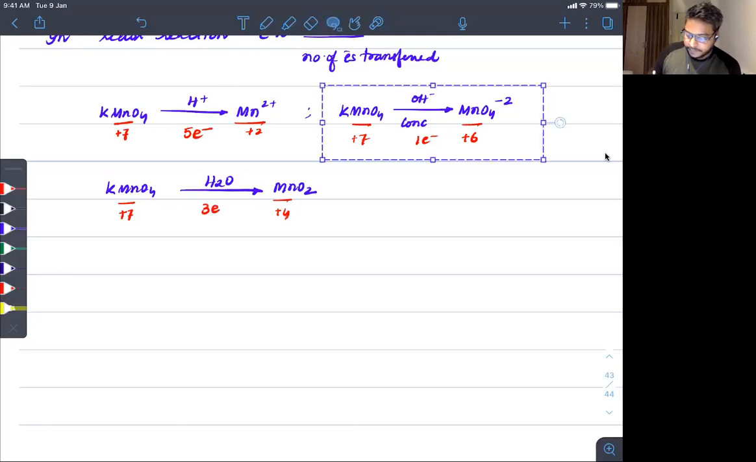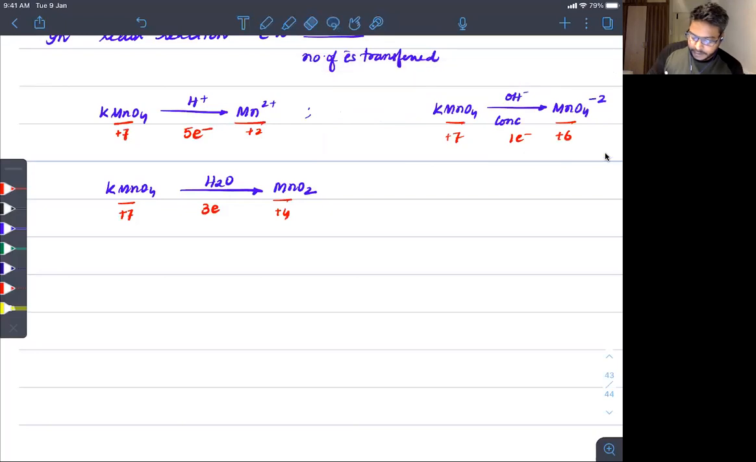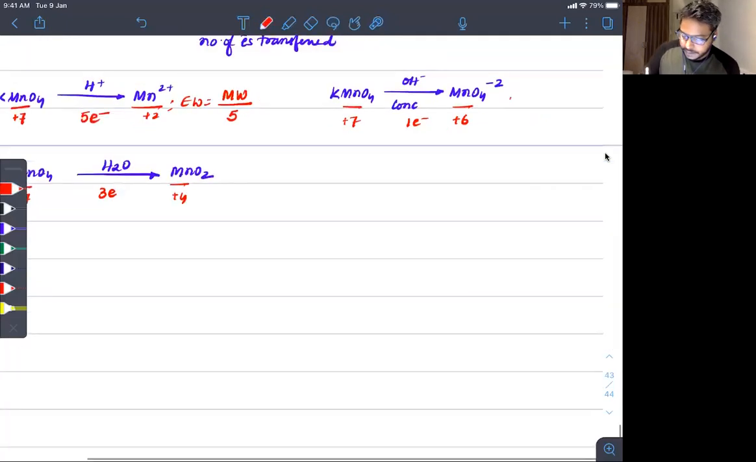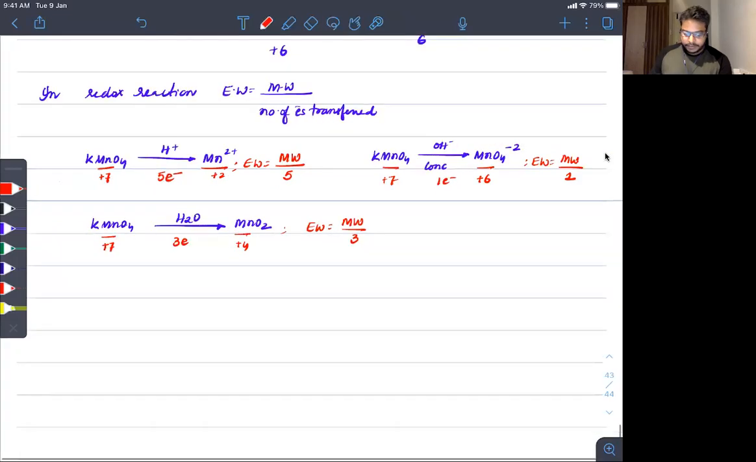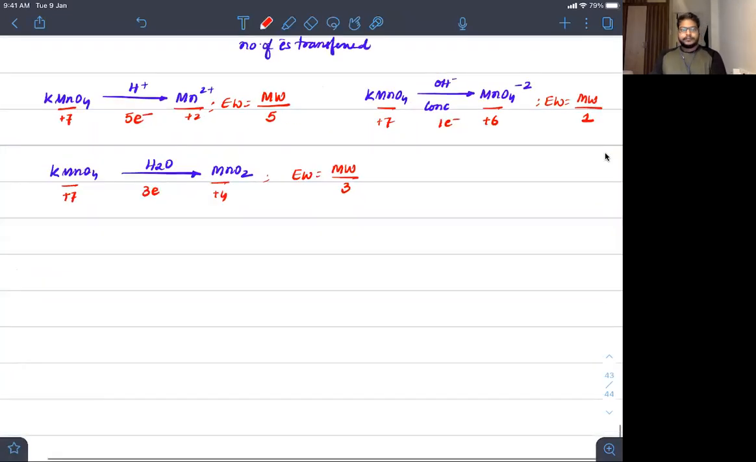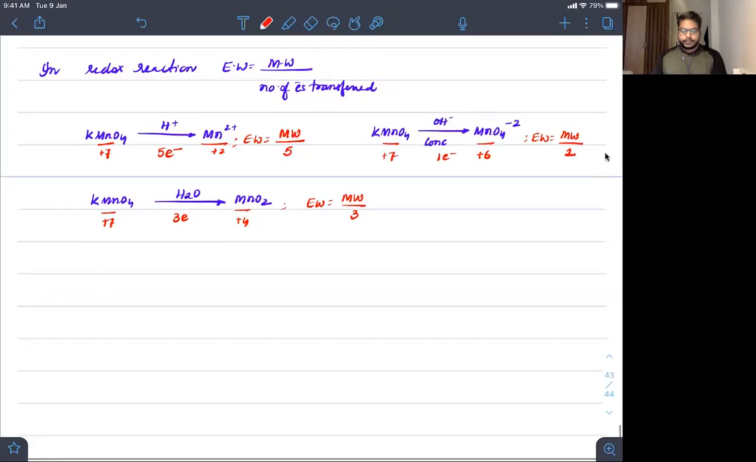So we can say that in the first case, the equivalent weight will be equal to molecular weight divided by 5. So molecular weight of KMnO4 divided by 5. Second case, equivalent weight will be equal to molecular weight divided by 1. Third case, equivalent weight will be molecular weight divided by 3. So that's how we calculate the equivalent weights. I hope all of you got this.